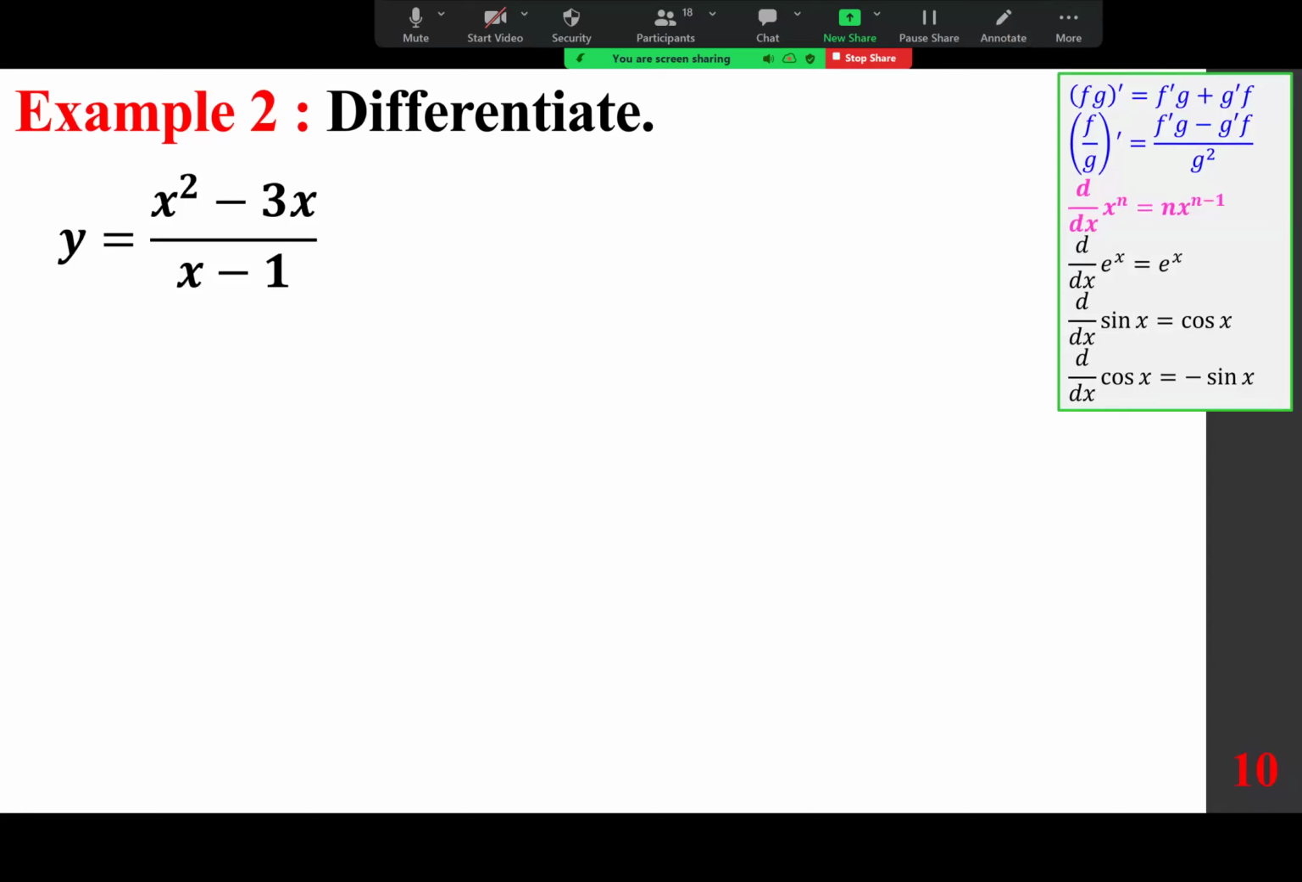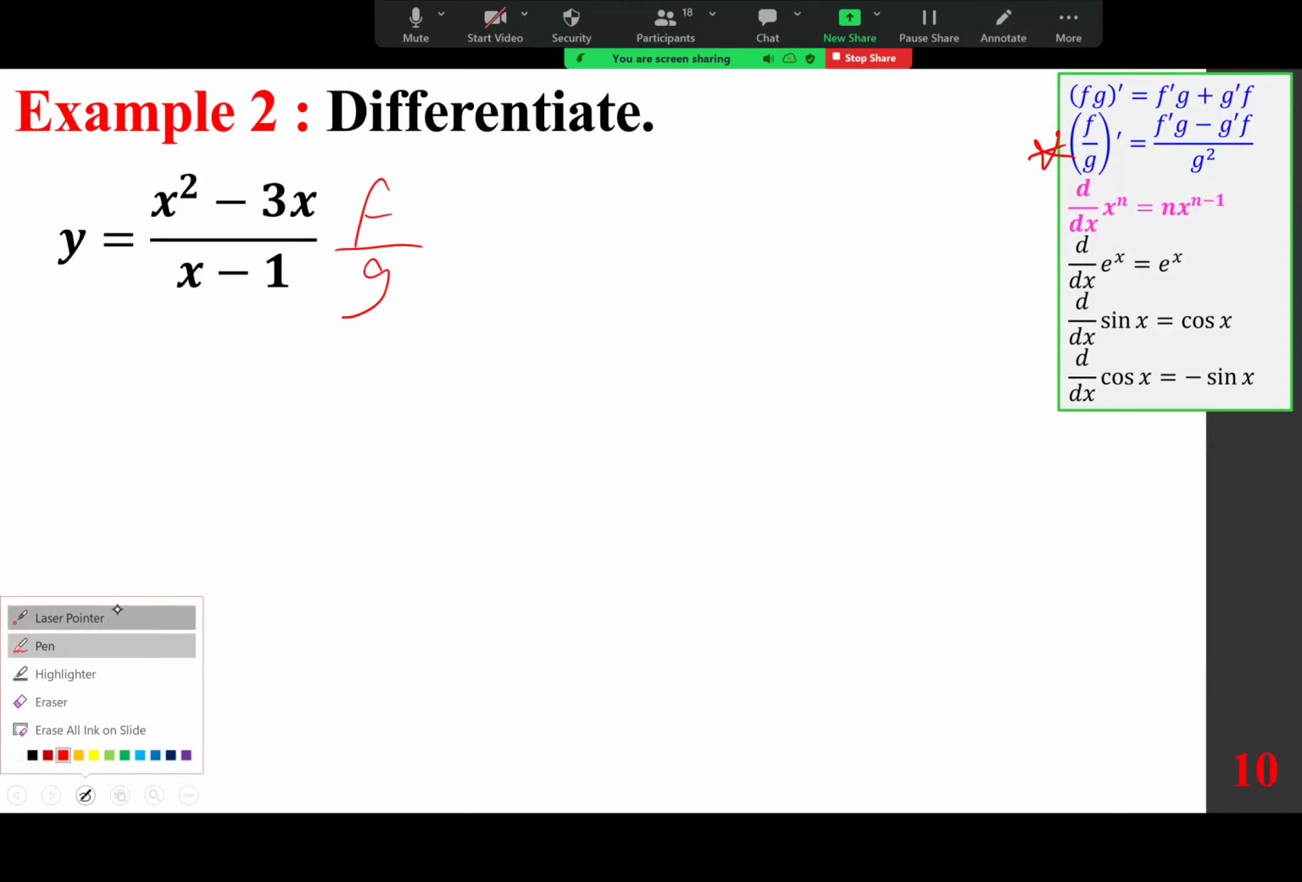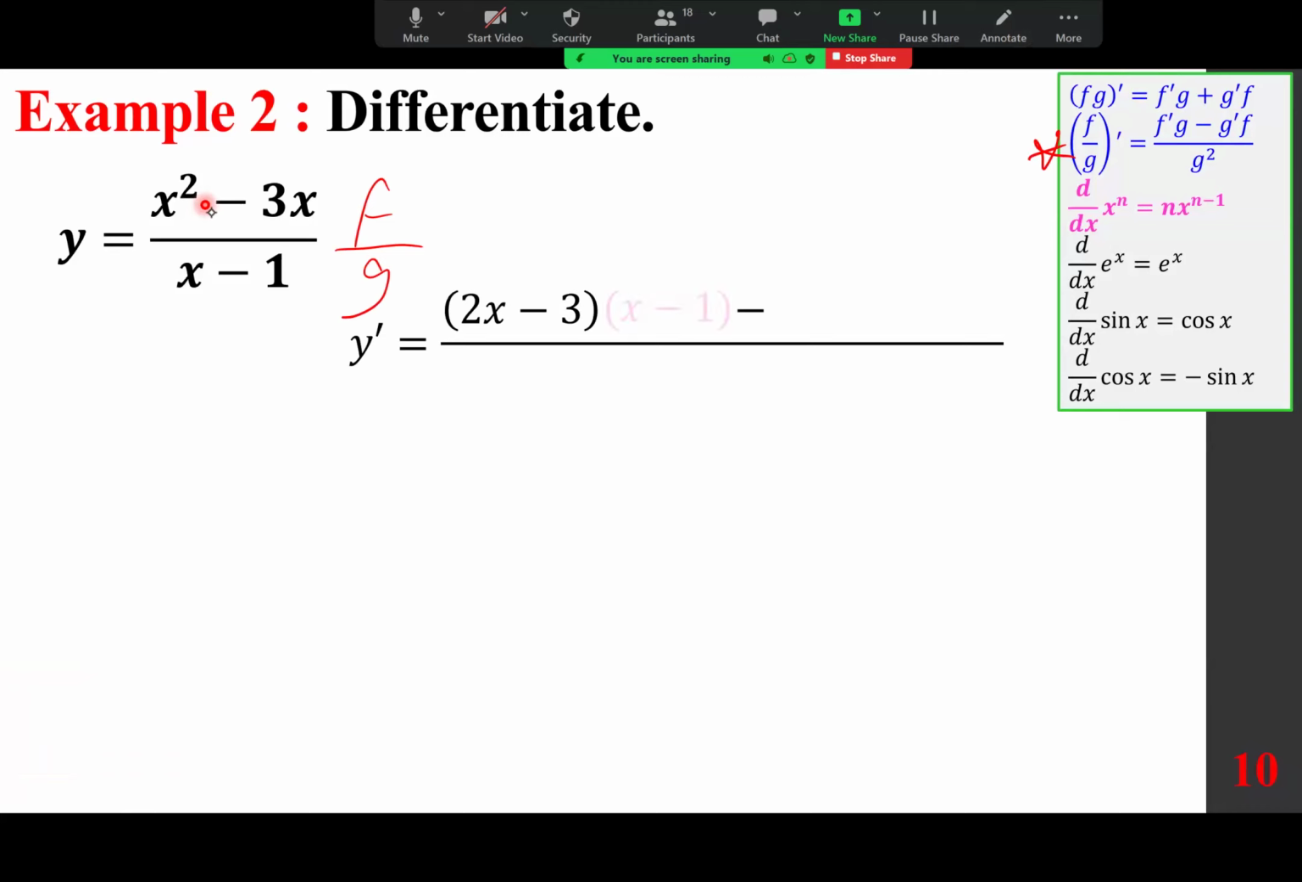So we want to differentiate y equals x squared minus 3x over x minus 1. And we are going to use the quotient rule. F prime, that means 2x minus 3, times g, that means x minus 1, minus g prime, that means 1, times f, that means x squared minus 3x, over g squared, that means x minus 1 quantity squared. Done with calculus.